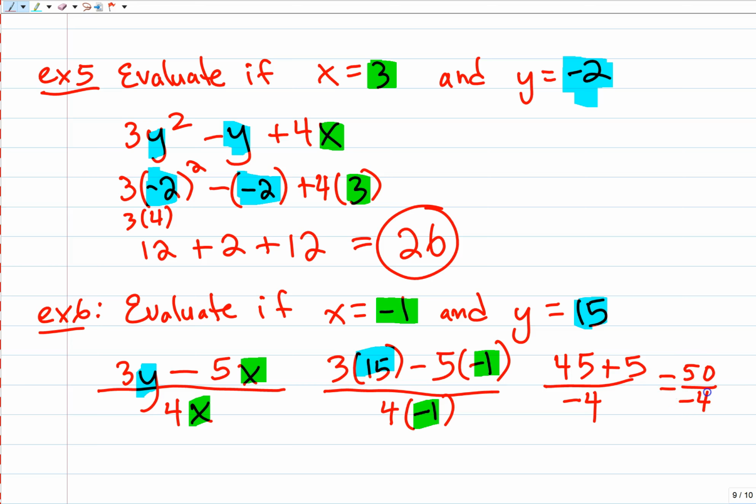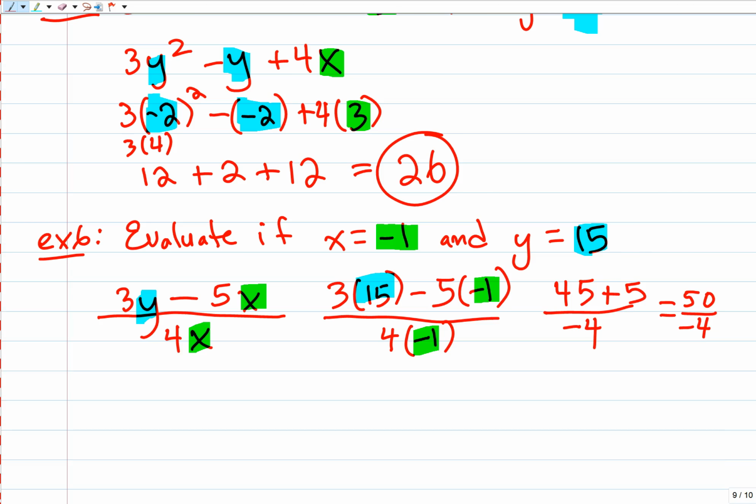But 50 divided by negative 4, I'd be okay if you want to make that a decimal. You could divide that in, and that would give us, I think, negative 12.5. They're probably going to want us to leave that as a fraction, though. So we need to simplify. Top and bottom are divisible by 2. And we could get 25 divided by negative 2. But we would not leave the answer like that.